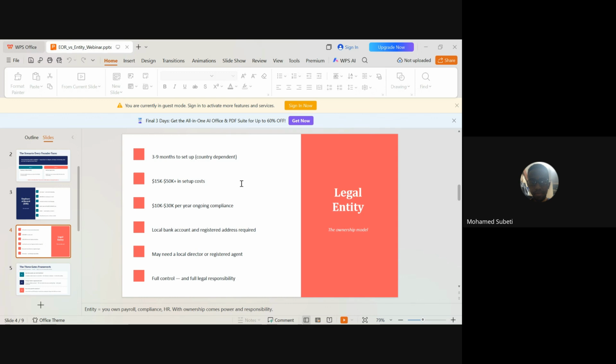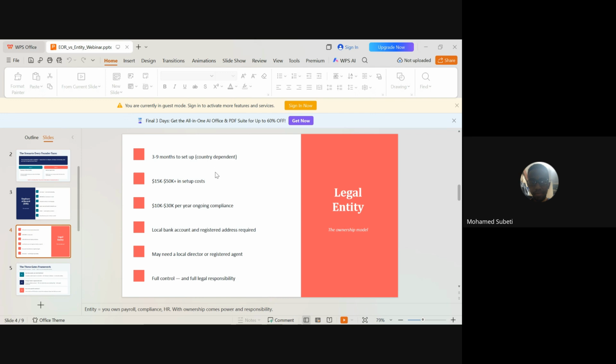So, here's the framework I want you to walk away with. I call it the three gates. Before you make any decision about EOR versus entity, you run through these three questions in order. Gate one: how many people are you hiring in this country, and over what time frame?